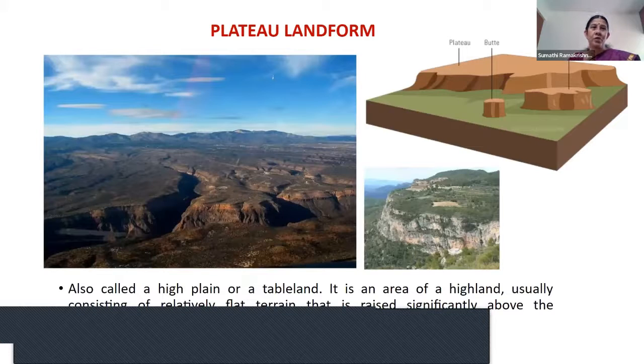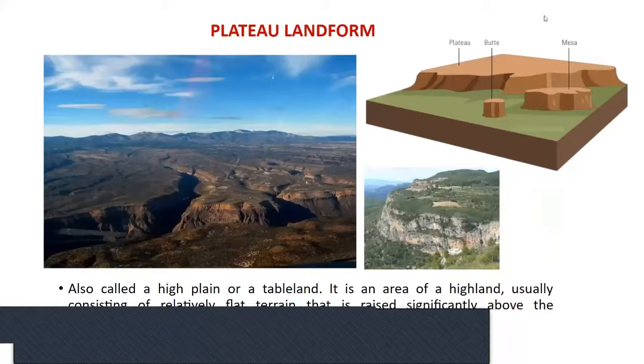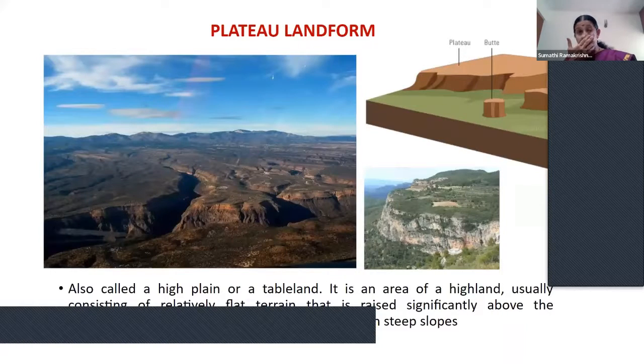Next, plateau. A plateau is also called a high plain or a tableland. It is an area of highland, usually consisting of relatively flat terrain, meaning the landform, that is raised significantly above the surrounding area, often with one or more sides with steep slopes. If you look closely at this, can you see the top one? That is the plateau.